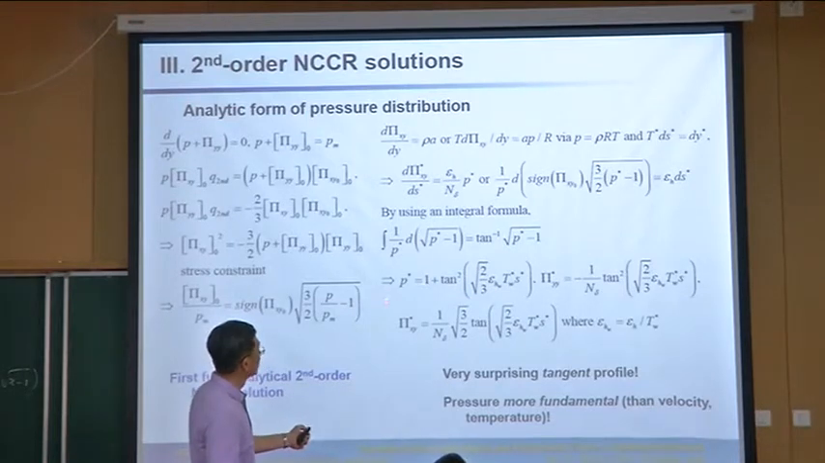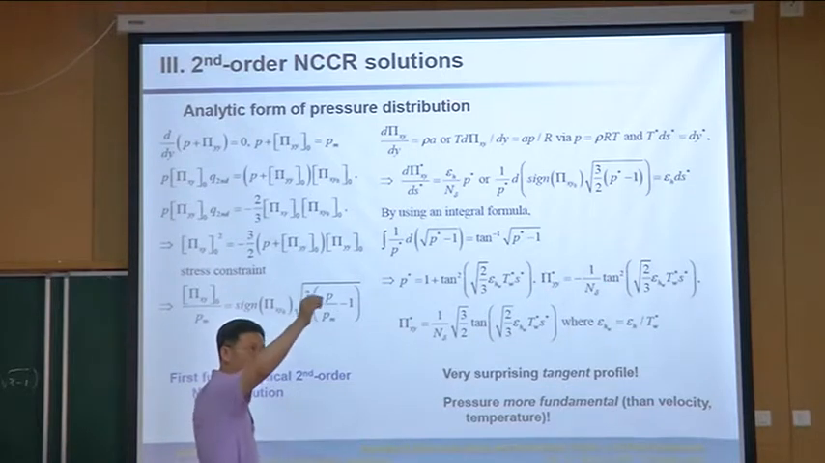And then once you obtain this one from this equation, pi y appears, and pi y and p are determined. Then we have a stress constraint, this pi xy. So p is tangent scale, pi y is again tangent scale, but pi xy is tangent, which means just like that. So it looks linear.